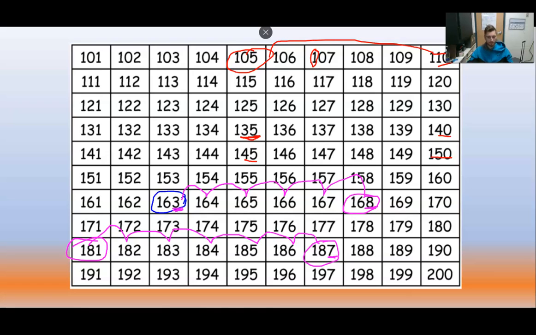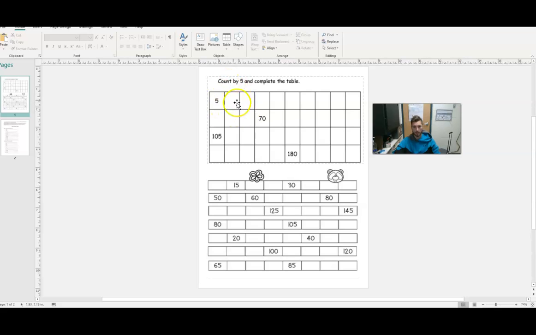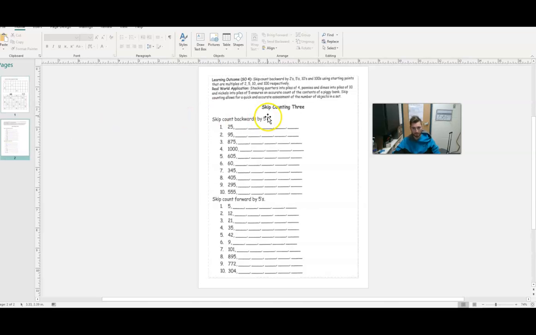Well, I'm going to give you guys a sheet here and a couple of sheets to work on here. So here, counting by fives. Same with here on your second side of the sheet, your back side. You could start maybe on the bottom. You might feel more comfortable. Skip counting forwards by fives. 5. What's after 5? 10. So just fill that out.